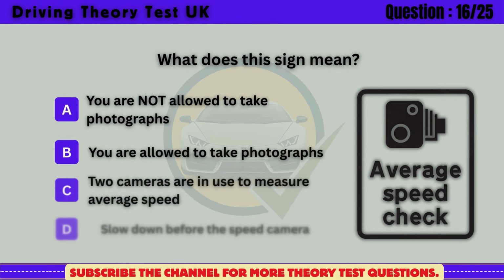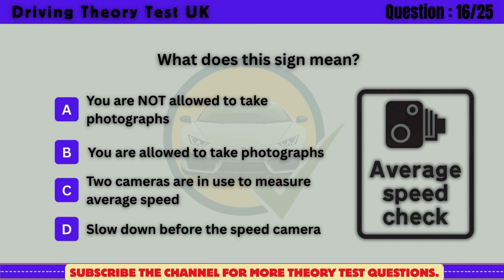Question 16. What does this sign mean? A. You are not allowed to take photographs. B. You are allowed to take photographs. C. Two cameras are in use to measure average speed. D. Slow down before the speed camera.